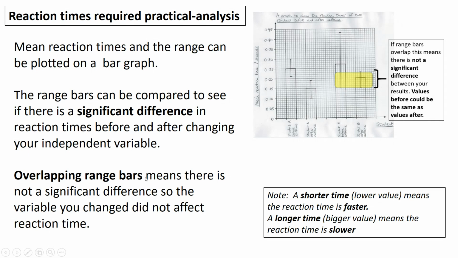The way you tell if there's a significant difference is if you look for an overlap. So for example, here on the right of this bar graph, you'll see there's an overlap in ranges. What that really means is that student B's before caffeine value could have been anywhere within that range, and then the after caffeine value also is anywhere in that range. So there's no difference between before and after caffeine. So you would say there's no significant difference in those two sets of data.